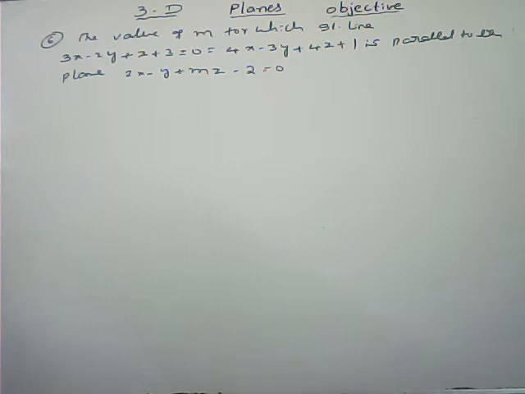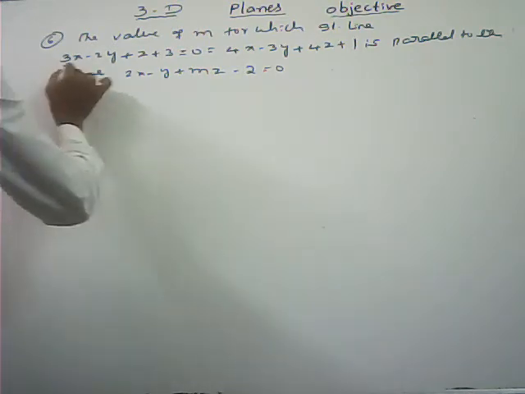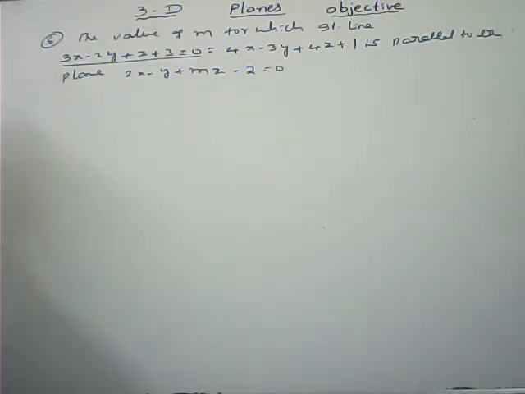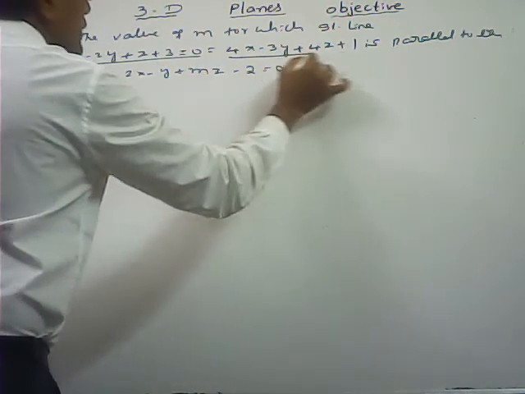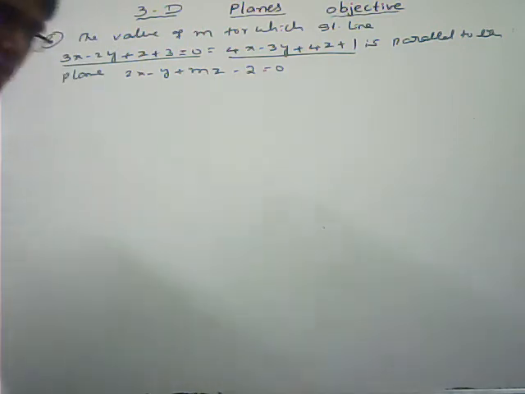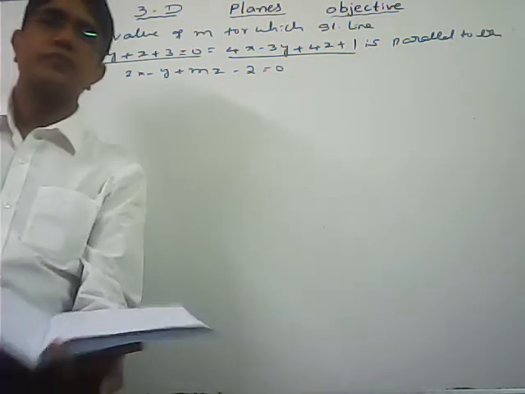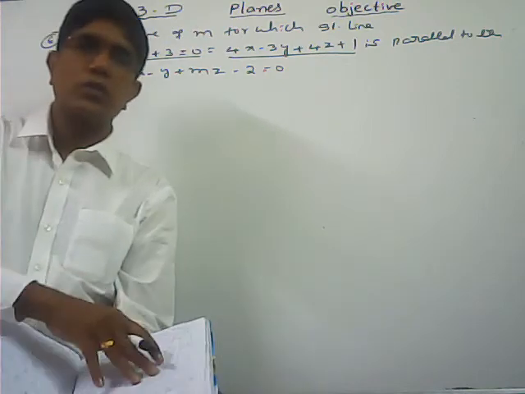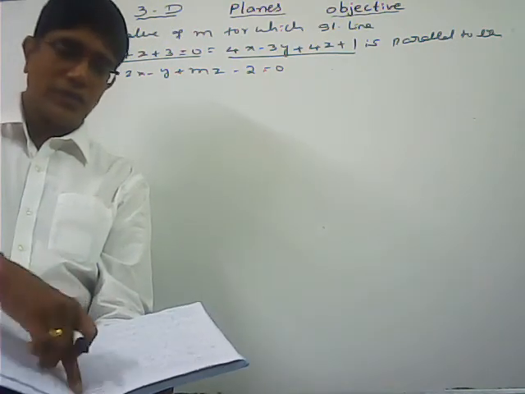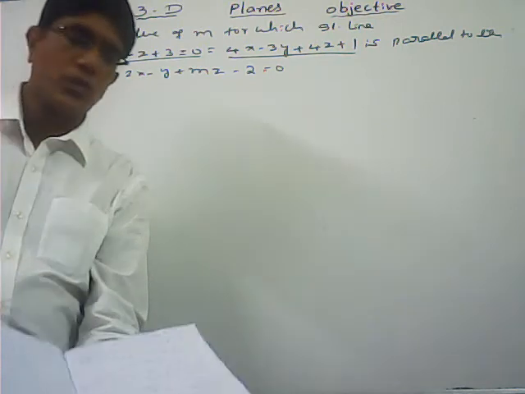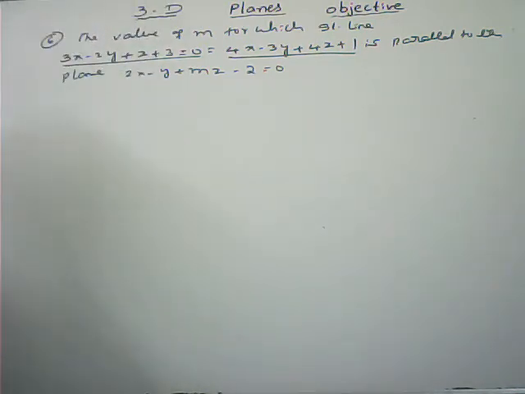Here is the value of m for which the straight line... By taking separately, this is one of the plane equations, and this is also one of the plane equations. By combining, by equating both, we can get a line of intersection, the line equation. And here, how to get the d.r.s of that line of intersection.